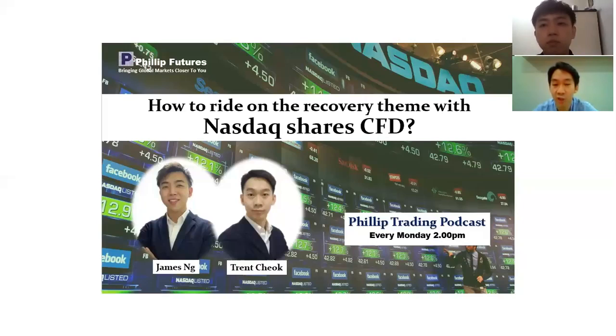Then another feature of Nasdaq share CFD is leverage. Investors only need to put a margin of 10 to 30% of the underlying stock value. For instance, based on the 10% margin on share CFD, an investor only needs to have 100 USD to purchase 1000 USD worth of shares.